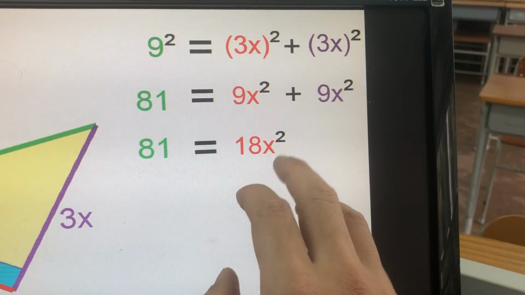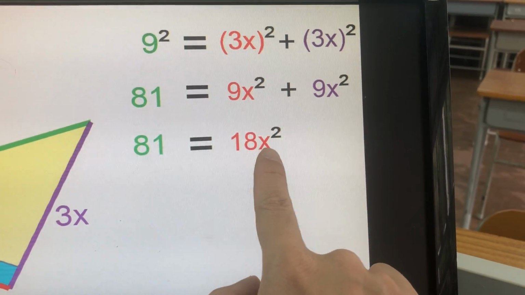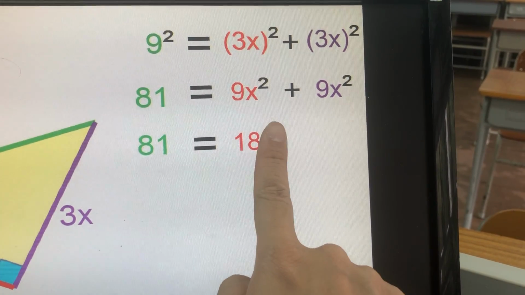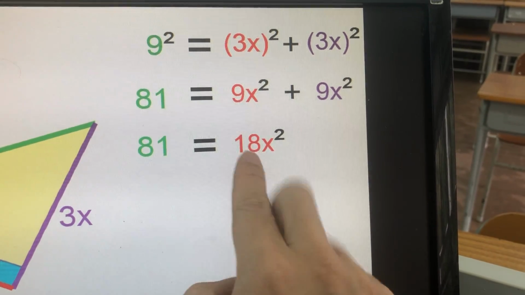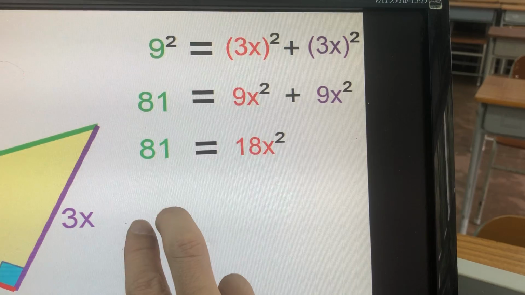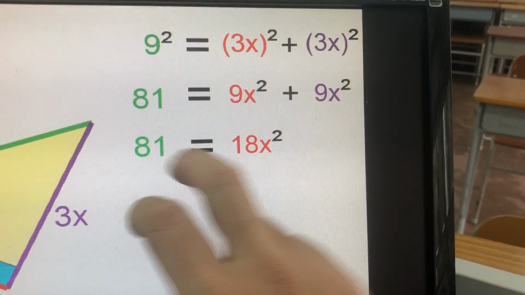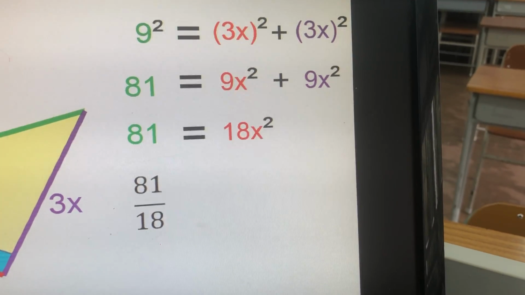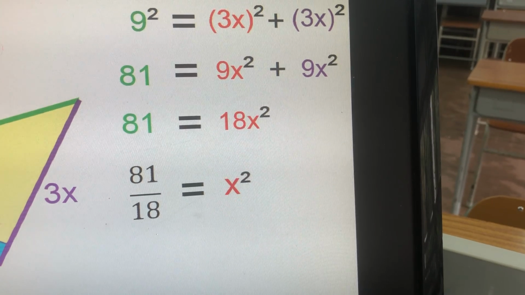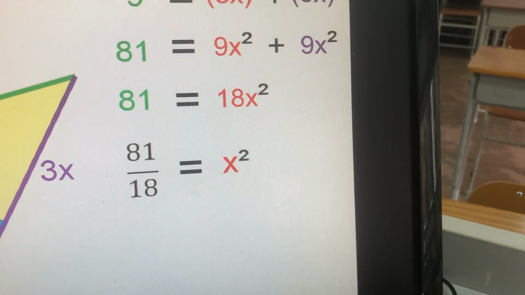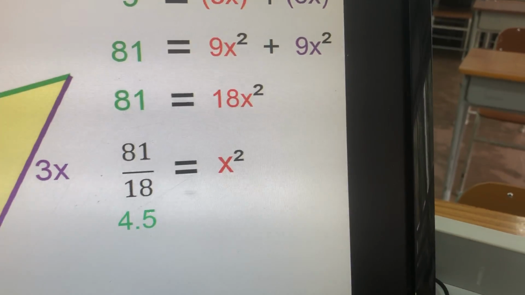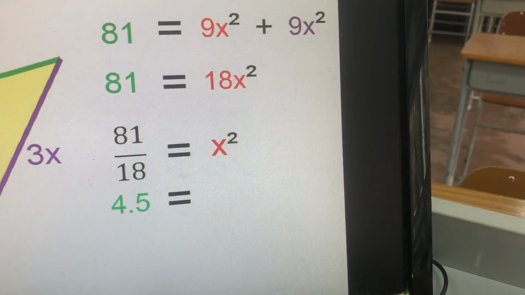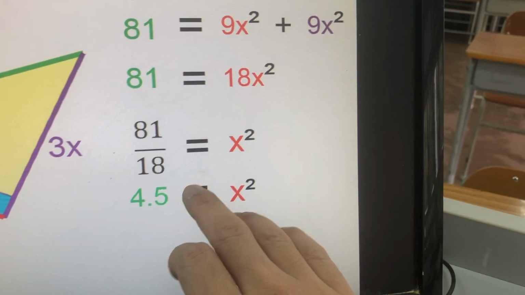Okay, so next, this is the key part, x is here. So we have to get rid of the 18. How to get rid of the 18? Bring this 18 to the other side, become divide. So 81 divided by 18 becomes x squared. Okay? And 81 divided by 18 becomes 4.5. 4.5 is equal to x squared.